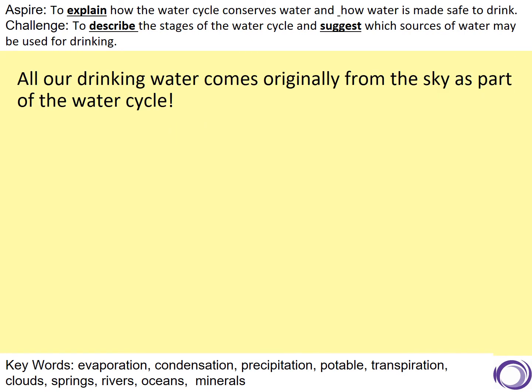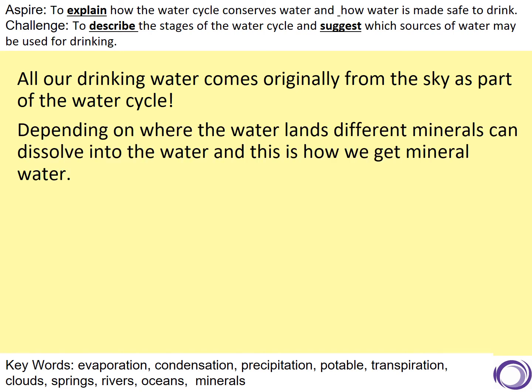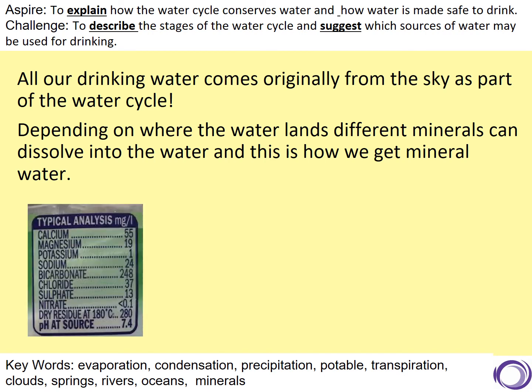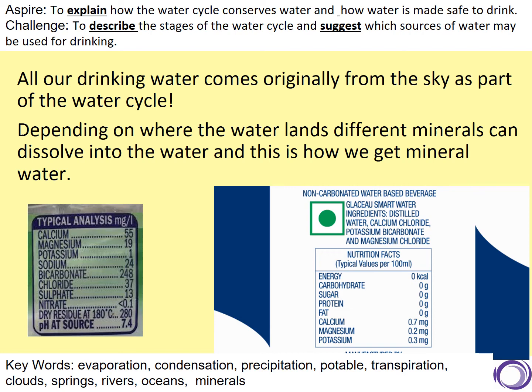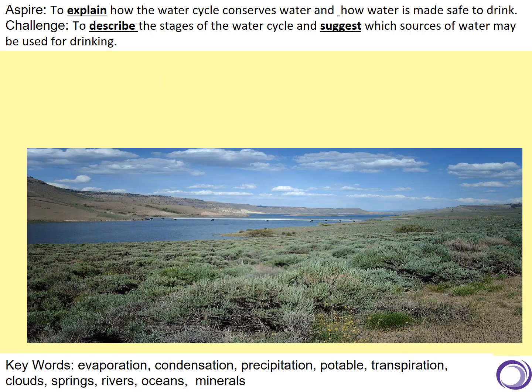So all of our drinking water does originally come from the sky as part of the water cycle. But depending where on the land the water falls, different minerals might get dissolved into that water. And that, for example, is how we get mineral water, the kind that we put in bottles and pay a lot for in the shops. So different water will end up with different combinations of minerals dissolved in it. And so long as those mineral levels aren't too high, that could mean that the water is safe to drink.